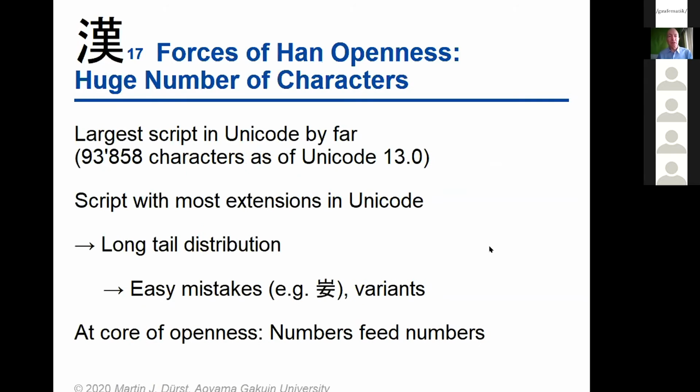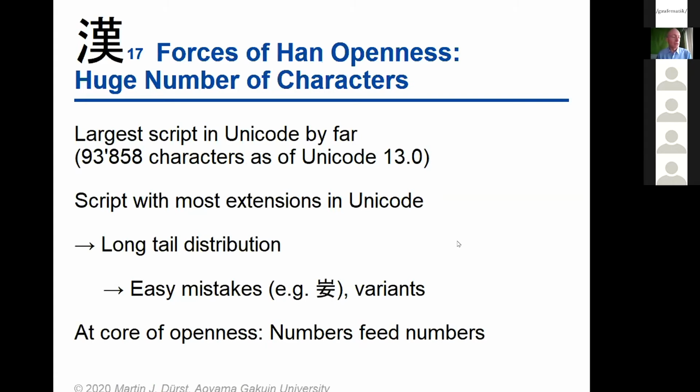And then the core really is the huge number of characters that you have. And the one thing that happens there is openness means that numbers feed numbers. Because you have so many, you get more. How do you get more? One reason, for example, is the long tail distribution. You have a set of frequently used characters, although that's way less frequent than Latin letters, for example.